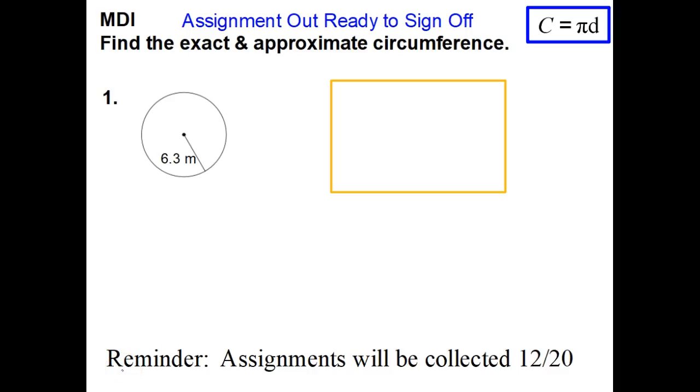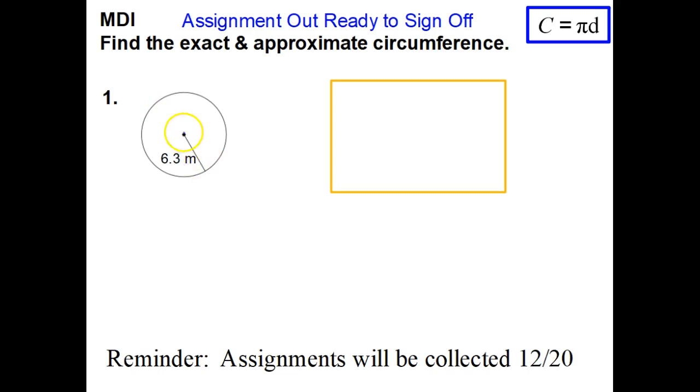So today we are going to be focusing on circumference and arc length. As a lead-in, we're going to do the circumference of each circle that is in the MDI today, and we're going to do the exact and the approximate circumference. The formula for circumference is: circumference is equal to pi times diameter. Remember that the diameter goes all the way across the circle.